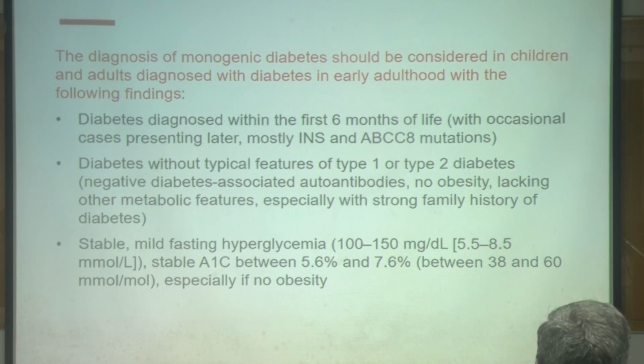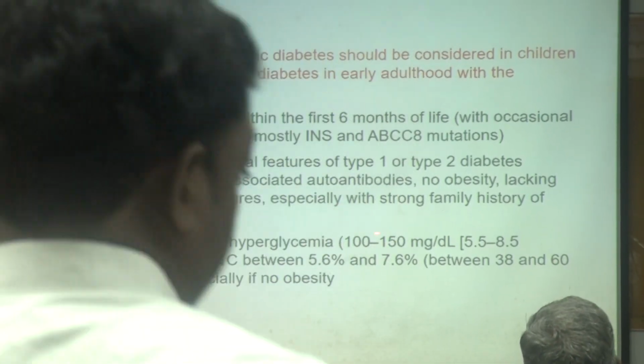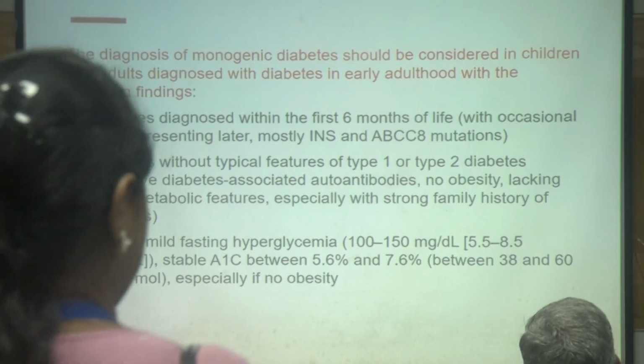Especially the strong thing is that family history will be there: father, grandfather, everything will be there. So in that case, please suspect that it is MODY. And stable, mild fasting hyperglycemia, this is also a feature. And these people do not need any treatment at all. That's an important message in this.